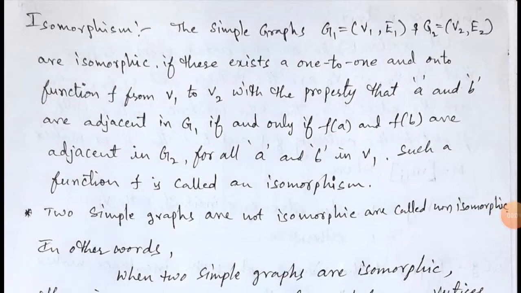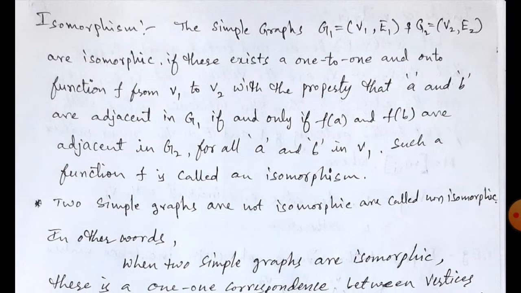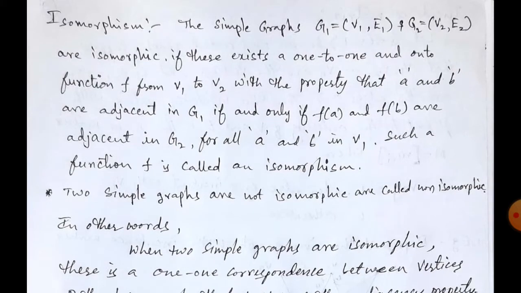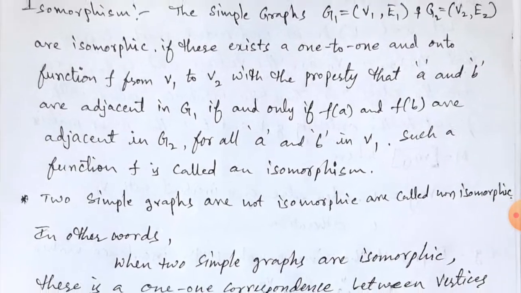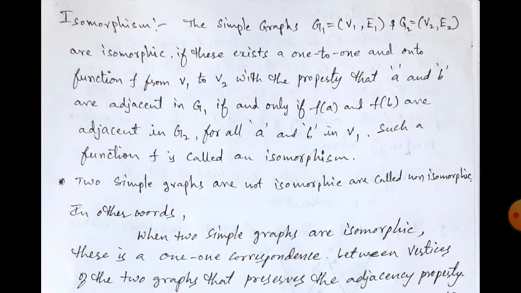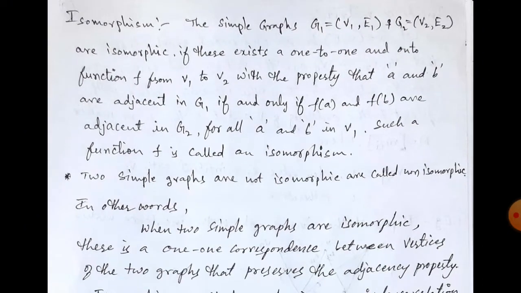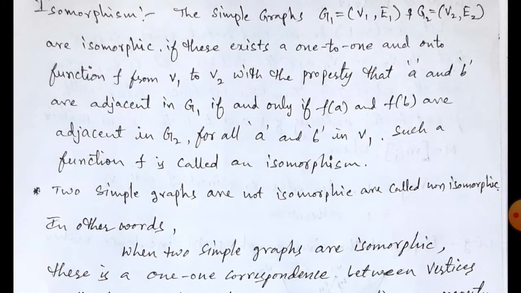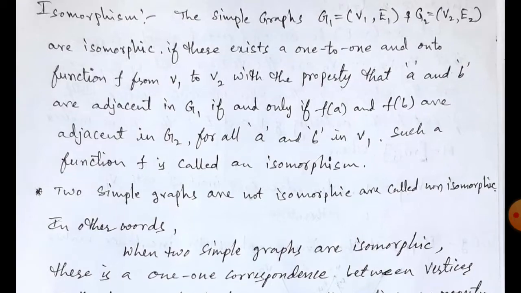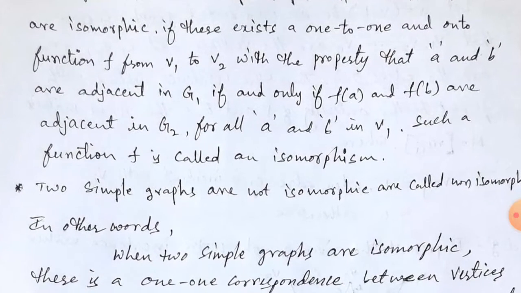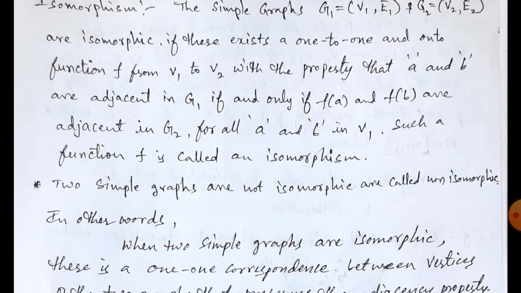Topic: isomorphism. The simple graphs G1 and G2 with vertices V1, edges E1 and vertices V2, edges E2 are isomorphic if there exists a one-to-one and onto function f from V1 to V2, vertices of the first graph to vertices of the second graph, with the property that a and b are adjacent in G1, that means the adjacency property should be preserved, if and only if f of a and f of b are adjacent in G2 for all a and b in V1. Such a function f is called an isomorphism.